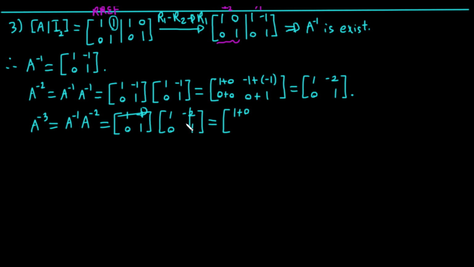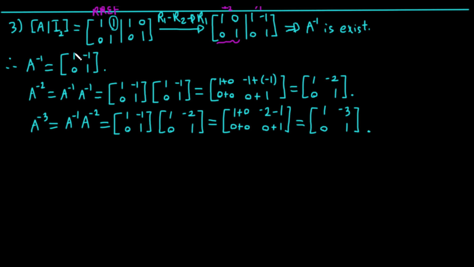Now this row with this column: 1 multiplied by -2, which is -2. -1 multiplied by 1, which is -1. Now this row with this column: 0 multiplied by 1, which is 0. 1 multiplied by 0, which is 0. Now this row with this column: 0 multiplied by -2, which is 0. 1 multiplied by 1, which is 1, so plus 1. So here it will be 1, -3, 0, 1.